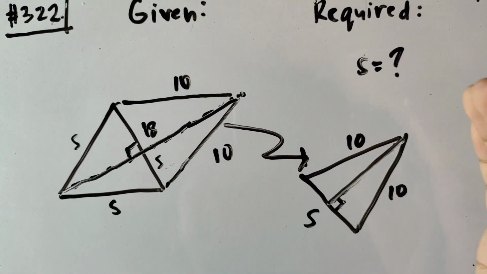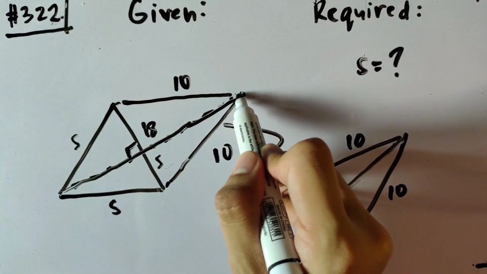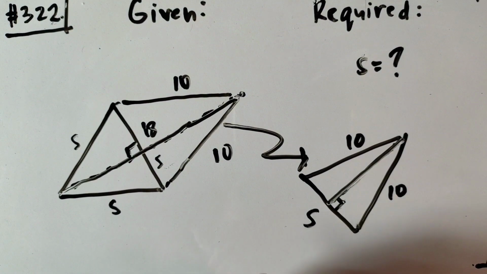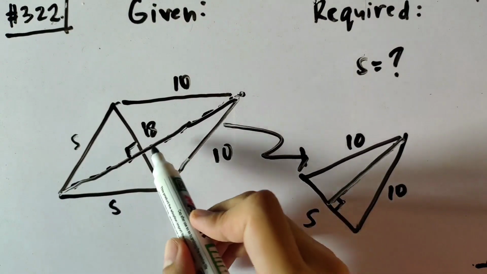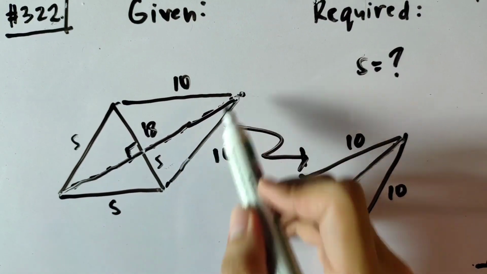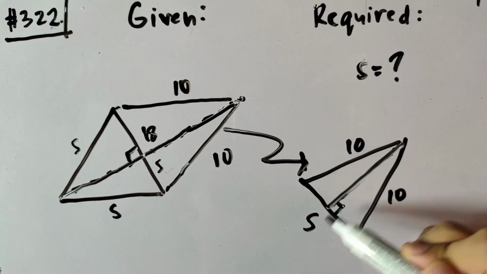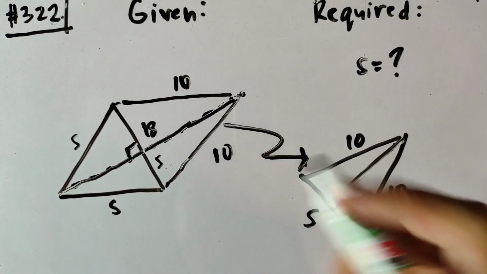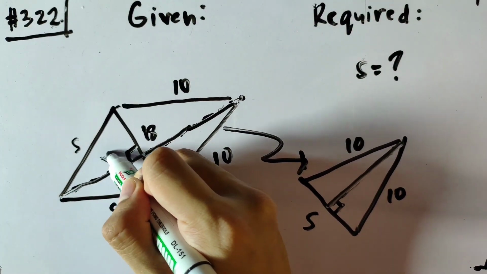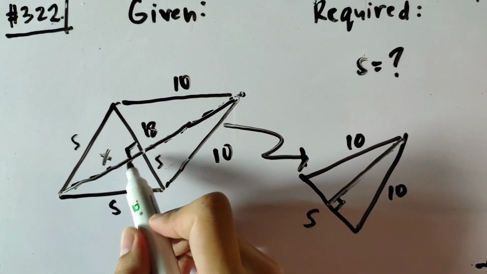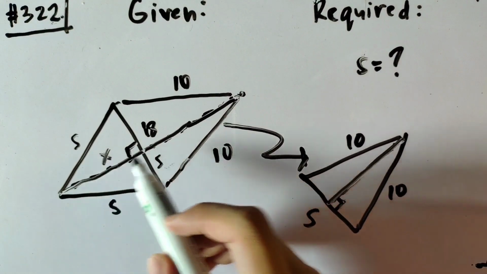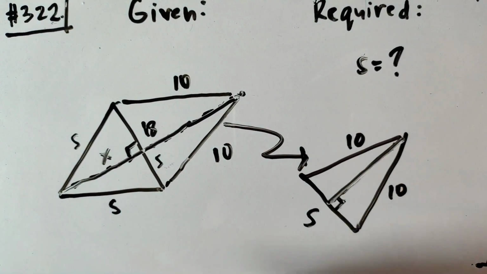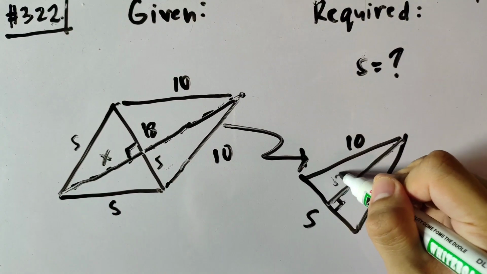Tapos ano pa yung alam natin? So alam natin na tong length nito from this point up to this point ay 18. Kaya lang hindi pa natin alam kung ano yung length nito from this point up to this point. Parang yung height ng triangle natin dito, hindi pa natin alam yun. So sabihin na natin x. For example, x yan. Hindi natin alam yan. So ngayon, kung x yan, anong value nito? Ano naman yung length niyan? So 18 minus x lang yan.